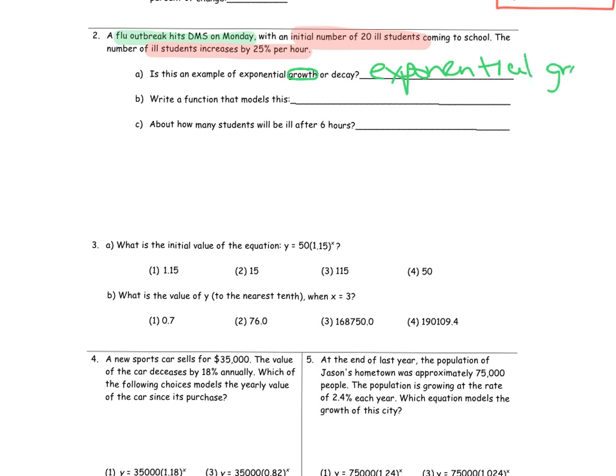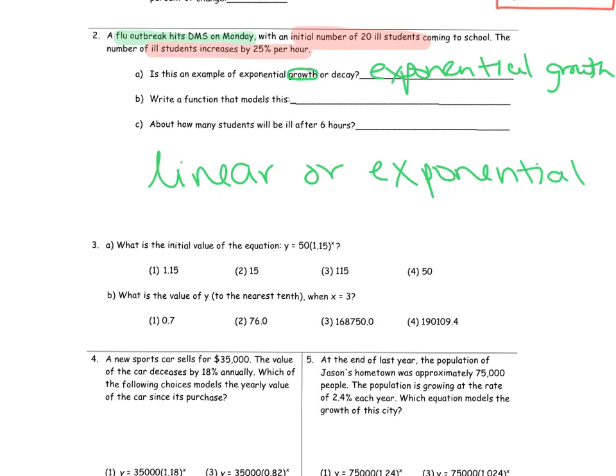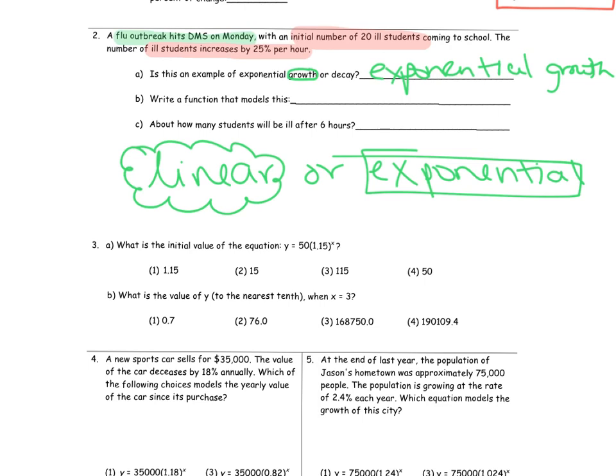Something like this does not grow linearly. So that's really important. On the Regents, they tend to ask whether it's linear or exponential, right? When you're talking about something dealing with bacteria, the flu, when you see the words doubling, tripling, etc., you need to be thinking about exponential. They'll throw in linear just to kind of trip you up. All right, so be careful. So what kind of function would model this? Well, let's see. How are we going to come up with our equation here?